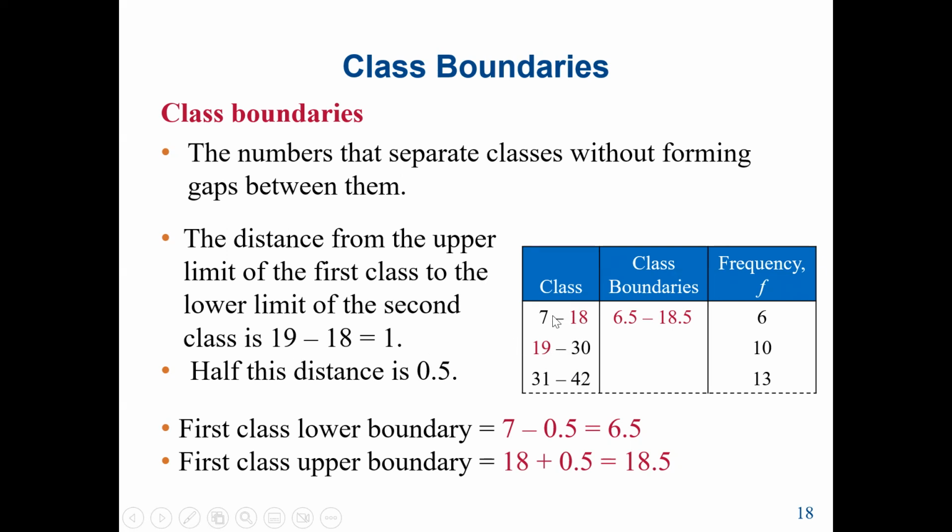upper limit of the first class and the lower limit of the second class, the difference of the two, then we divide by 2. So 19 minus 18 is 1. Half of 1 will give us 0.5. Then we use the 0.5. Subtract 0.5 from the lower side, and add 0.5 to the upper side.